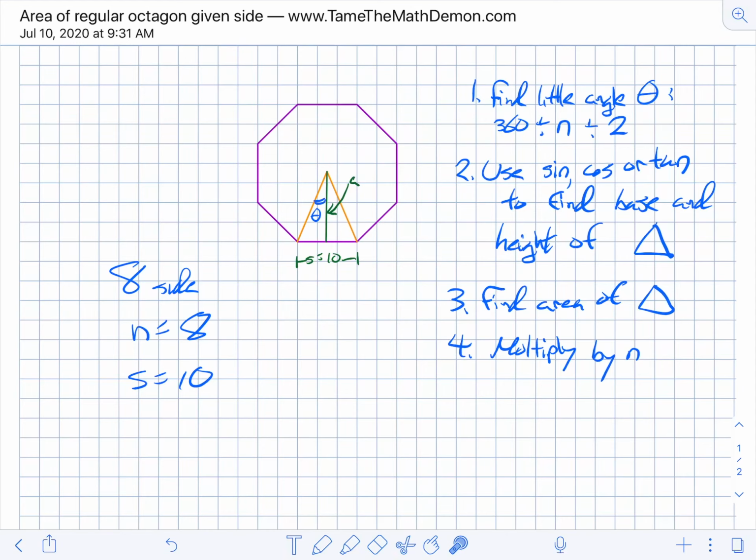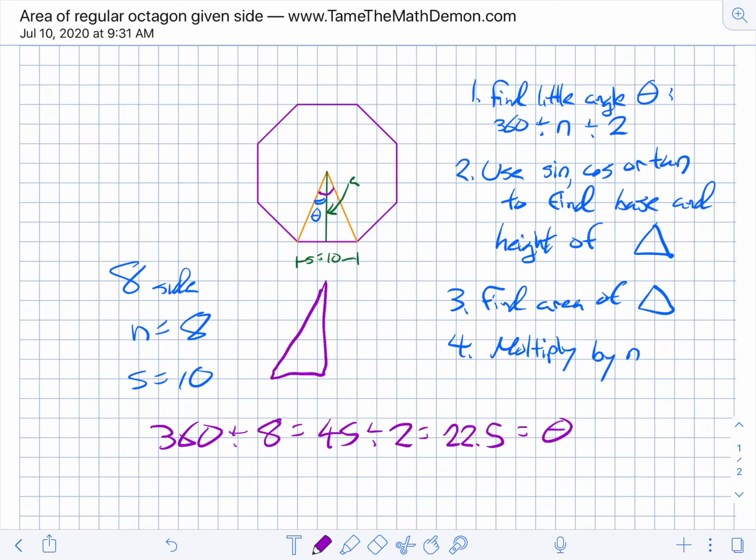And we find that by doing 360 divided by the number of sides, which is 8. That gives us 45. But the 45, that's this angle. We need half of that. So we divide again by 2, and we get that the little angle is 22.5.